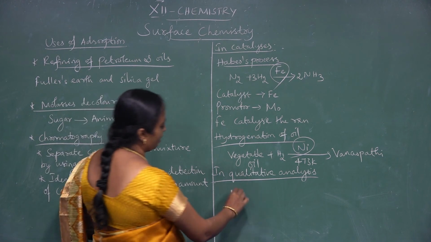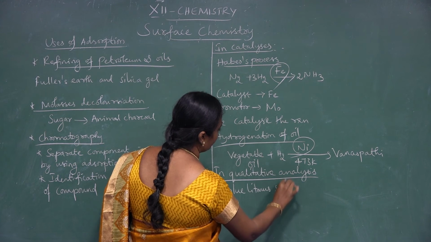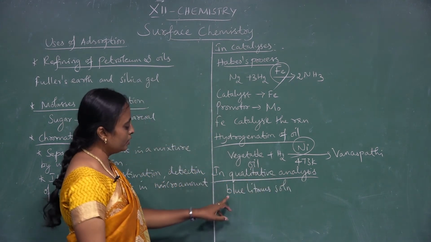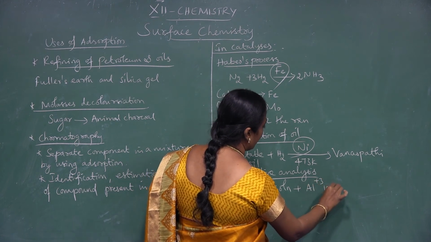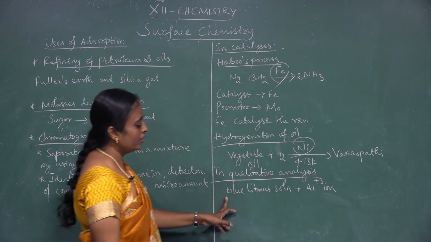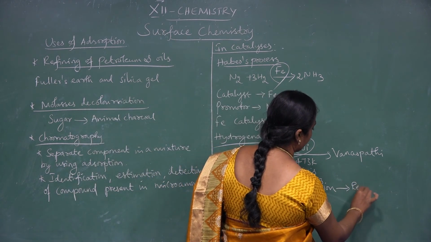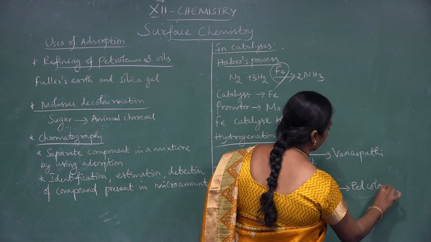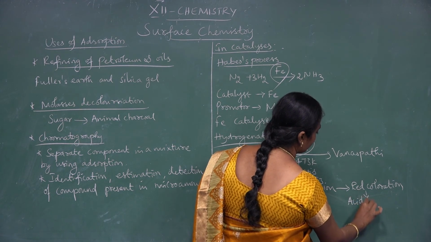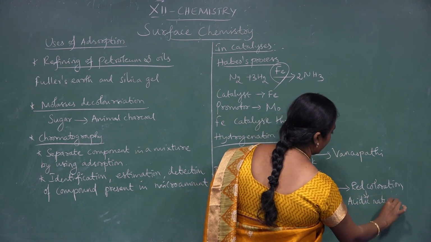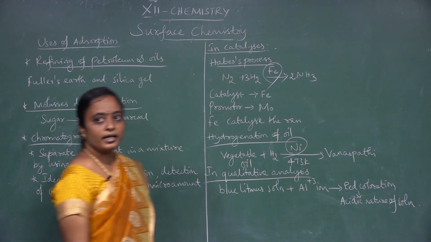If I take a blue litmus solution and into that blue litmus solution add Al3+ ion, aluminium, a trivalent cation, we will get red coloration. This is due to the acidic nature of the solution.